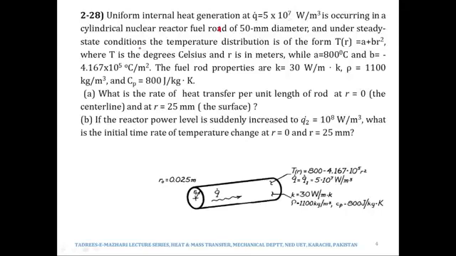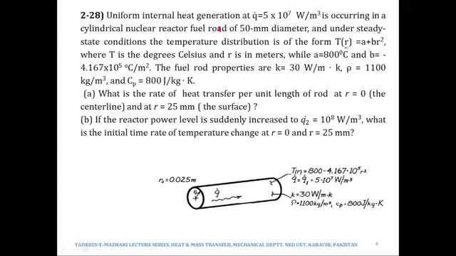steady state conditions, as soon as you are told under steady state conditions, so dT by dt would become 0, and under steady state conditions the temperature distribution is of the form T(r) = A + Br². So by looking at this temperature distribution, we can say that it is the case of one-dimensional heat transfer, because temperature is a function of r only. It means that heat would be coming out in radial direction from inner radius to outer radius. Means if we are at different radii, temperature would have different values.